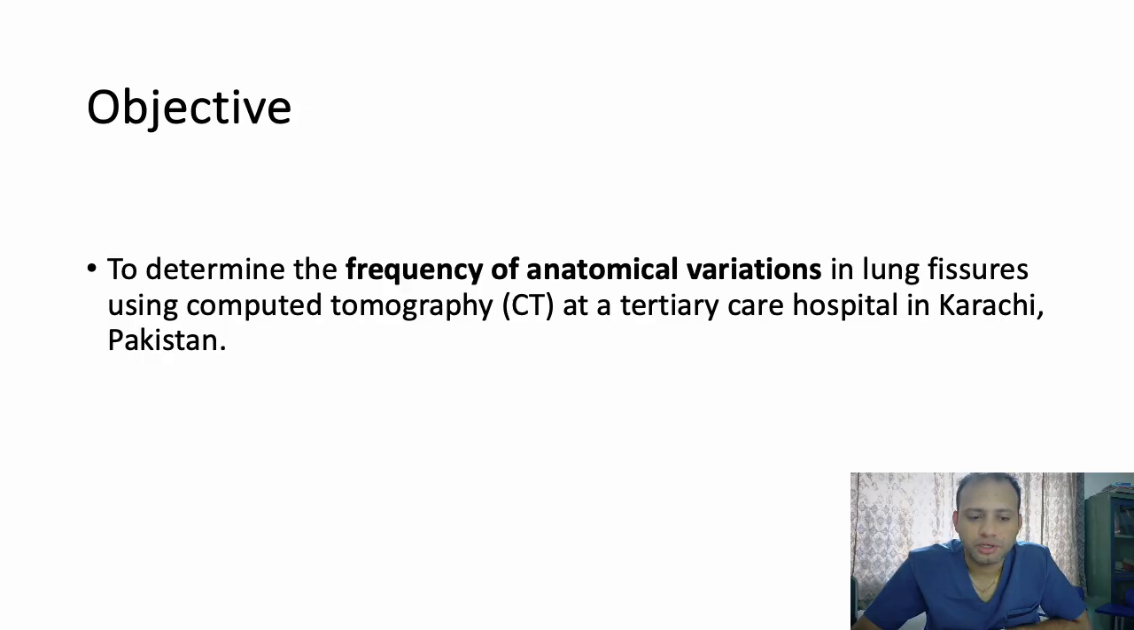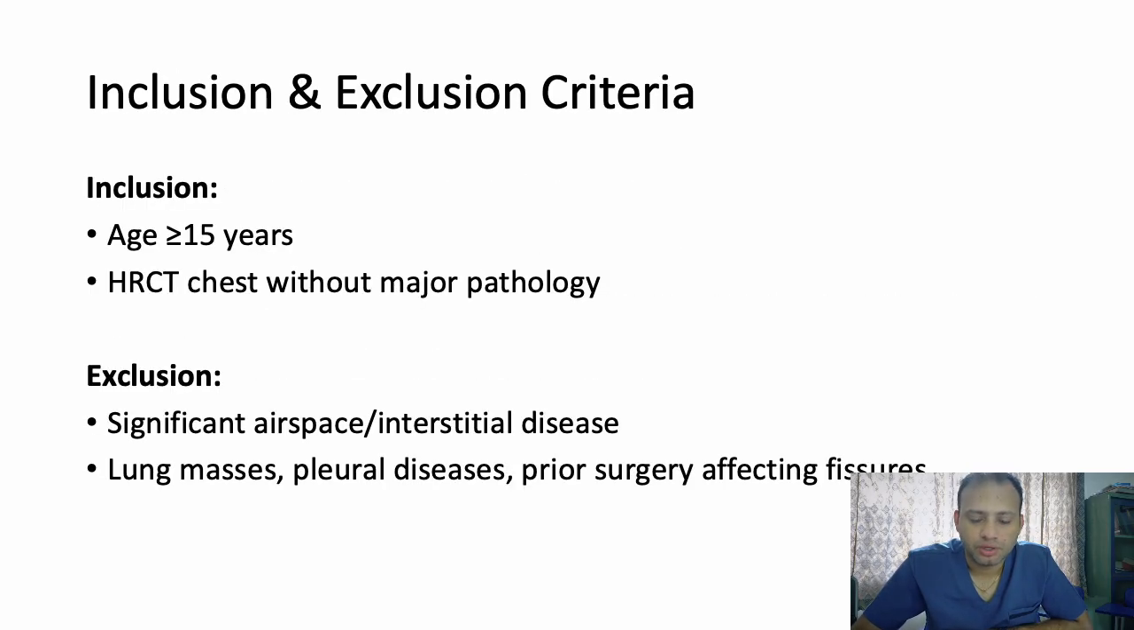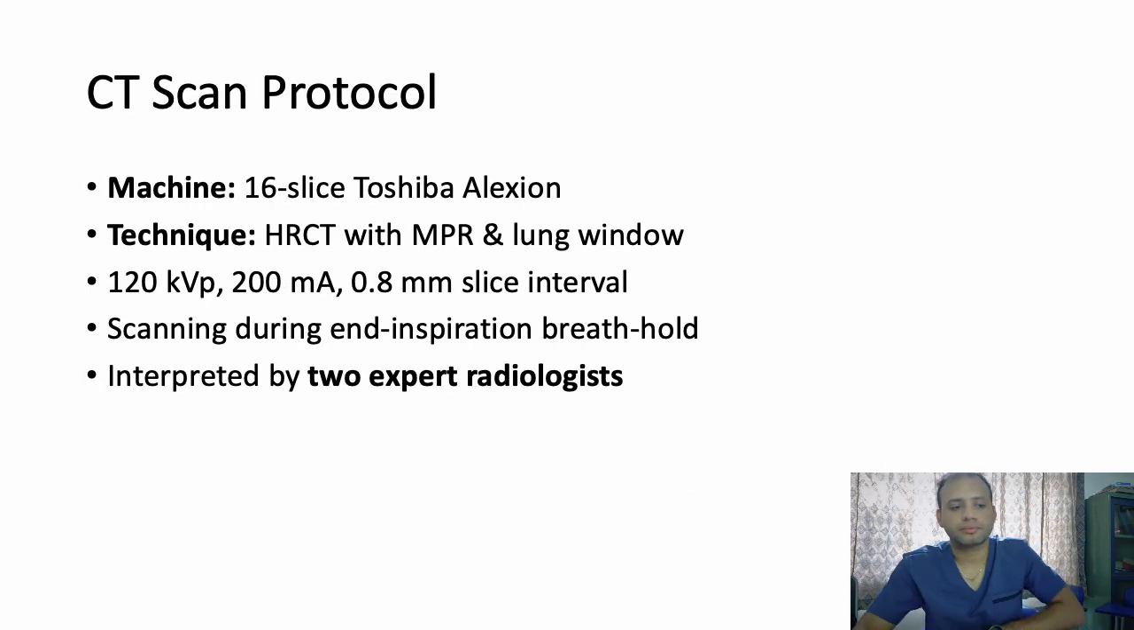It was done in a tertiary care hospital in Karachi, Pakistan. It is a cross-sectional observational study for a duration of 6 months in the department of radiology, Karachi, and they did non-probability consecutive sampling in 384 patients. All patients with age more than 15 years were included, and HRCT without major pathology were included in the study. Exclusion criteria were significant airspace or interstitial disease, lung masses, pleural disease, and prior surgery affecting the fissures.